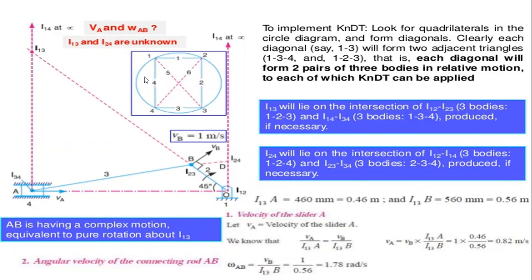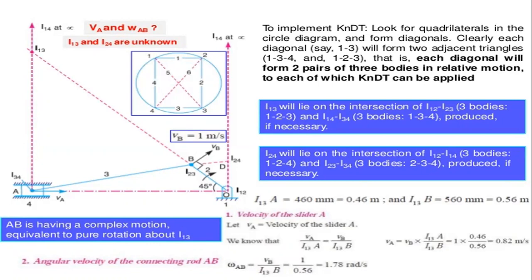To do this, we look for the quadrilaterals in the circle diagram and form the diagonals. Whenever we look for the quadrilaterals, we form them from the diagonals. Clearly, the diagonal 1, 3 will form two adjacent triangles, 1, 3, 4 and 1, 2, 3. And from the diagonal 2, 4, we get 2, 3, 4 and 2, 1, 4, the two adjacent triangles formed from the diagonal 2, 4.